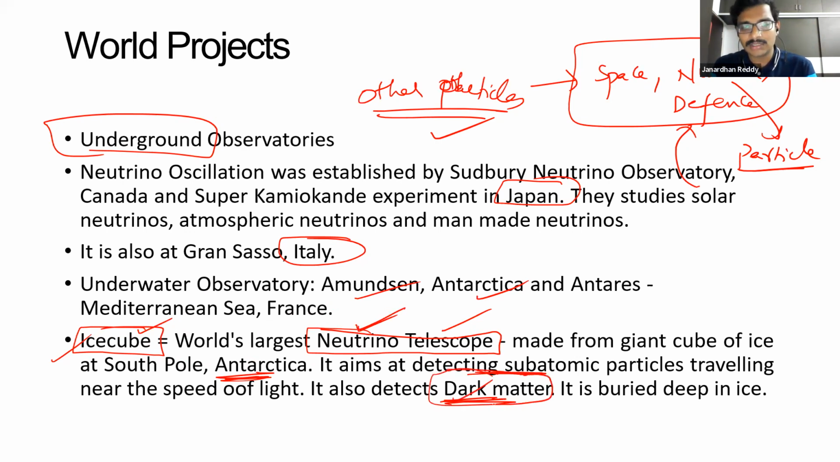What is dark matter? Very interestingly, what is 97% of the universe made up of? We don't know, even today. That's the reason we are calling it dark. As we don't know, we are calling it dark matter. It's not that it will be black. So the IceCube project will study both neutrinos and dark matter. It is buried deep in the ice, underground, again to avoid disturbances. So these are the various things.